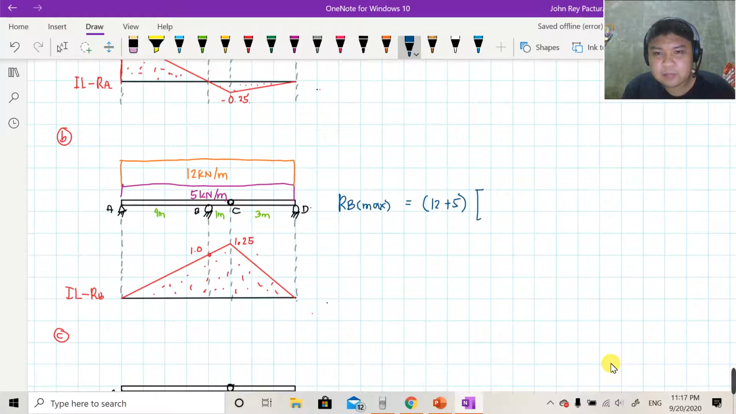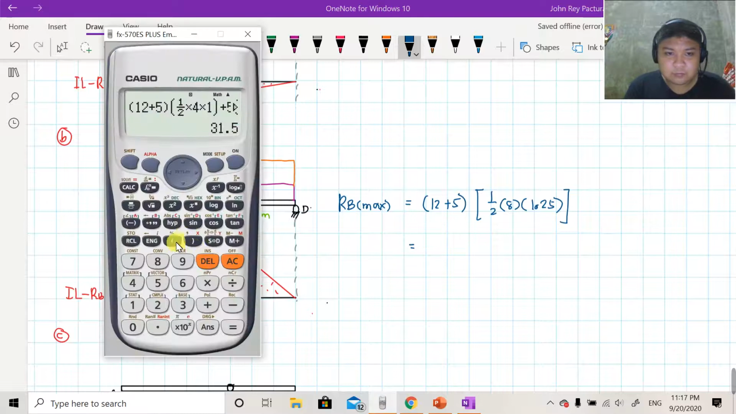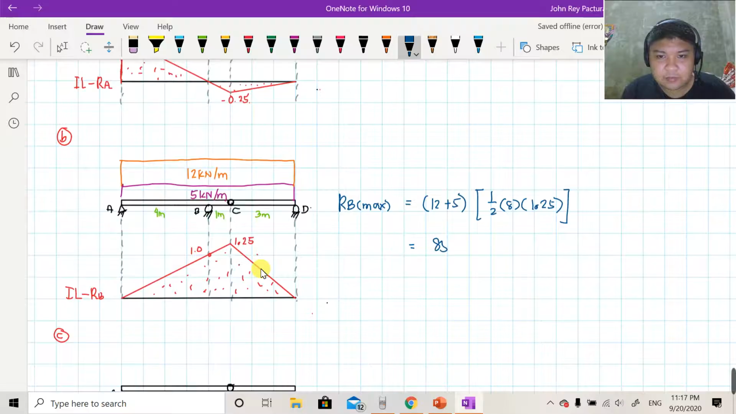Yung paghahanap naman ng area, madali lang naman. The base will be 8 and the height will be 1.25. Tama ba? So yes, 1.25 nga siya class. So therefore, pag kinompute na natin yon, 12 plus 5, and that is 1 half ng 8, 1.25. So ang sagot natin class ay 85 kilonewton. So this will be RB max.